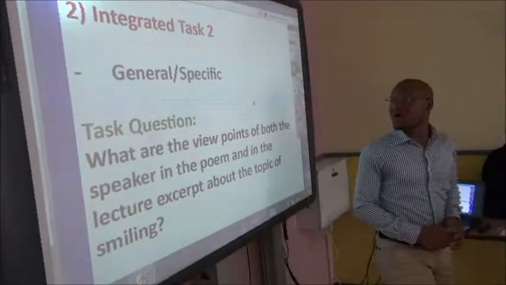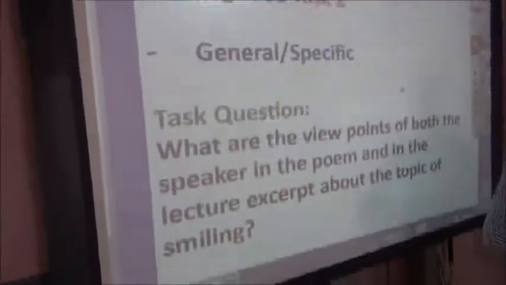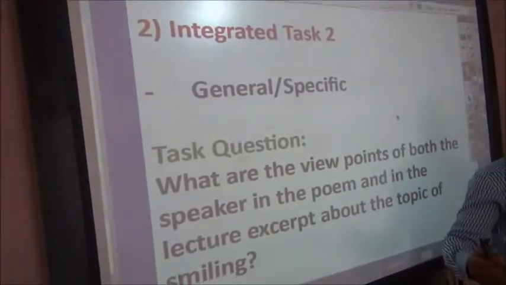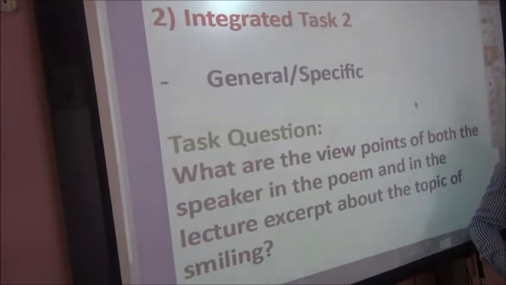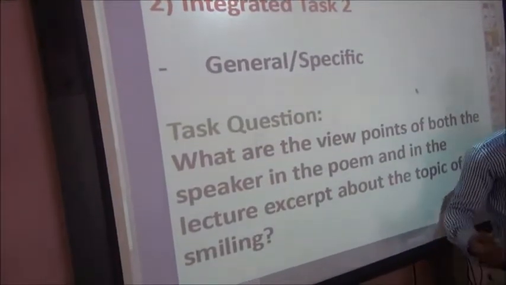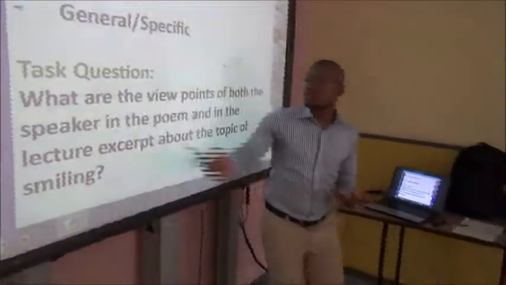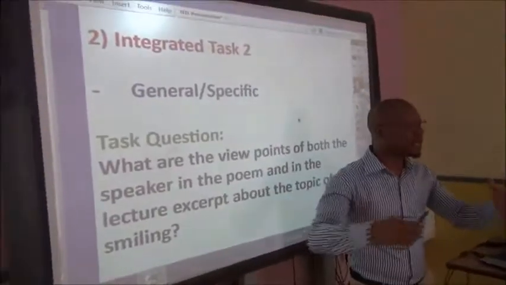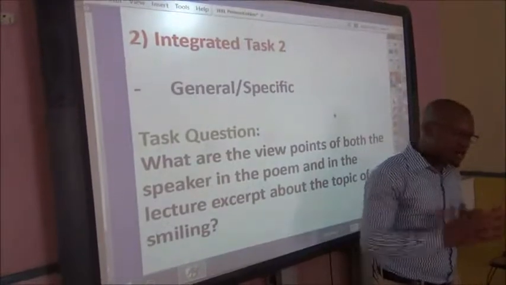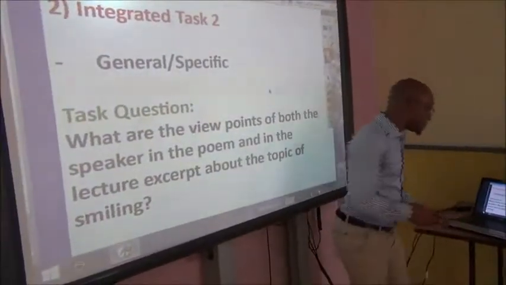Okay, beautiful. Now, we understand what it means by handling a general or a specific task where we have to listen to a lecture, read a short passage, and then give an answer, a response to a question based on a specific aspect of the topic we handled. Is it understood so far? Are you sure? Let's see whether that's well understood.